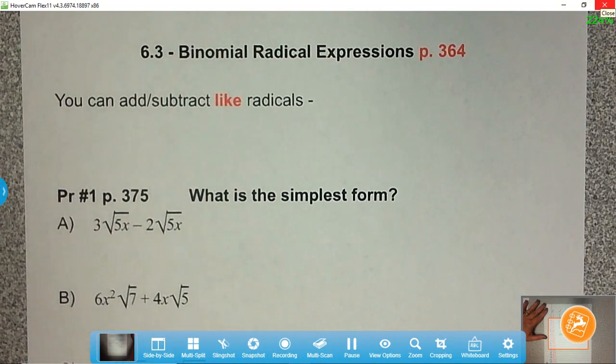Today we've got to go over lesson 6.3. This is on binomial radical expressions. Remember, binomial, that means two expressions. So here's what we're going to start with.